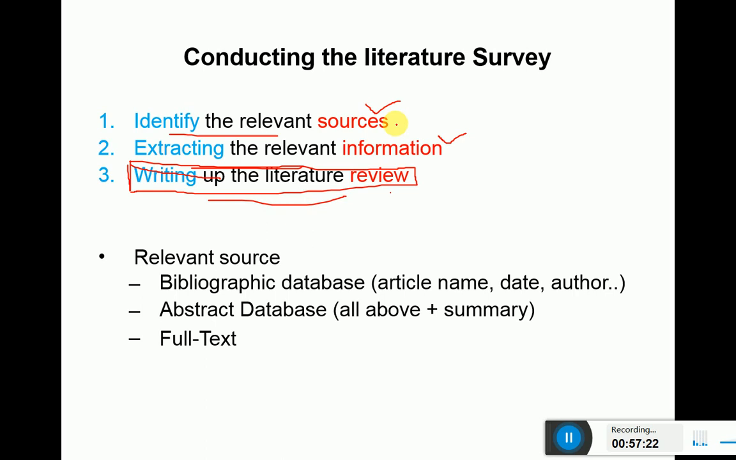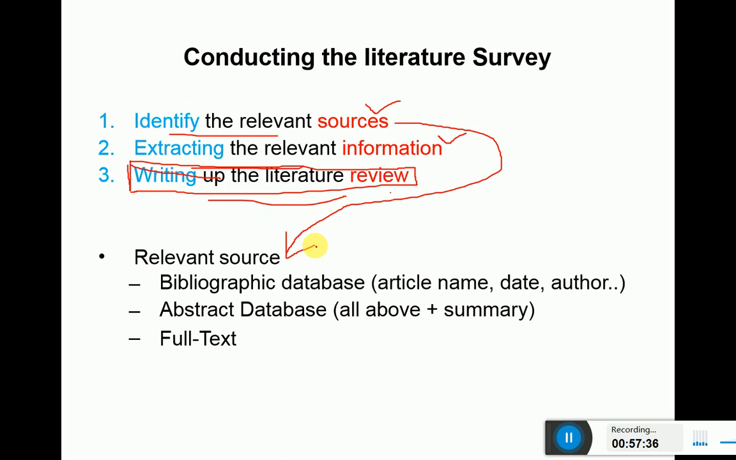Relevant sources means where we can get this secondary data from. We have some different databases. From the databases we can get secondary information, which is the literature survey or literature review, and we can conduct our study.